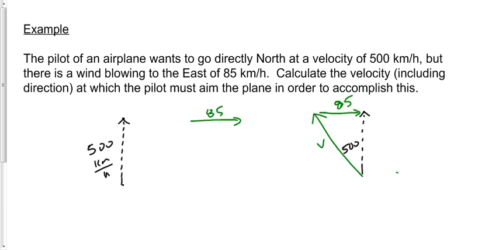Logically think about this, okay? Logically think about it. If I want to go north and there's a wind to the east, I'm not going to aim like this. I'm not going to aim northeast, right? If I want to go north and there's a wind to the east, I want to aim somewhere in the north and west in order to compensate for that wind. I want to aim against the wind, not with the wind.